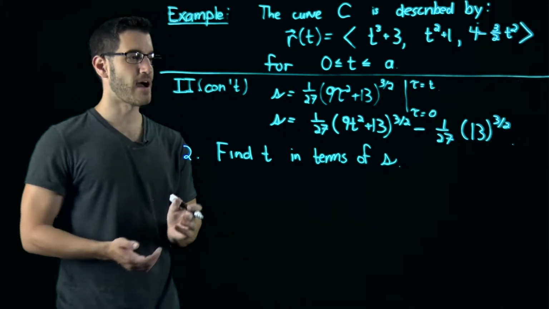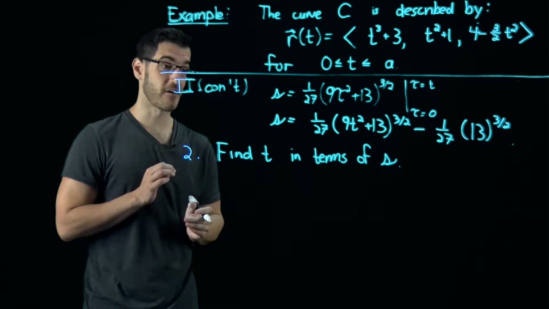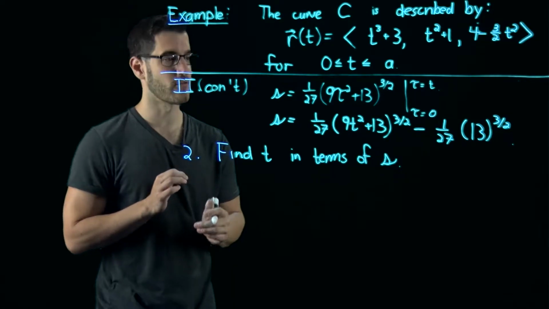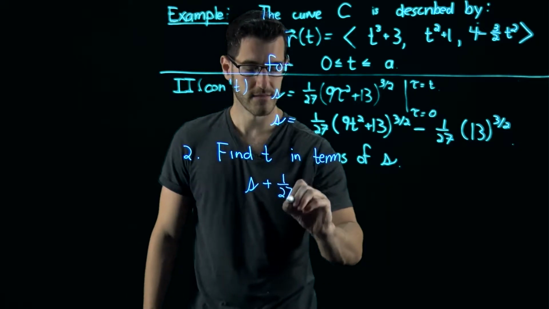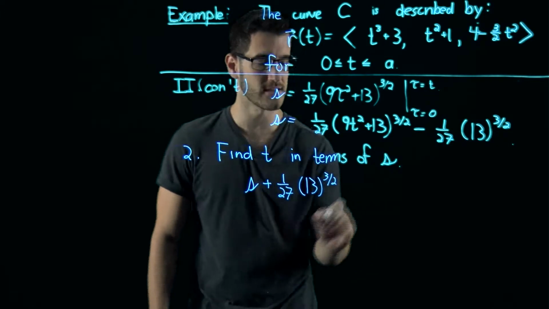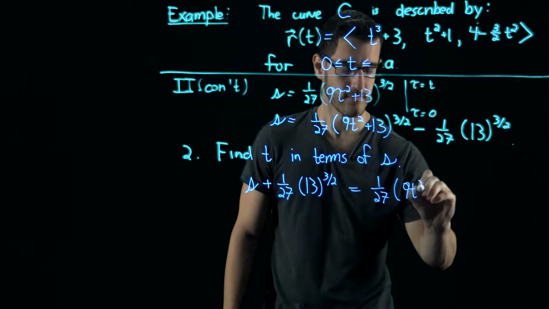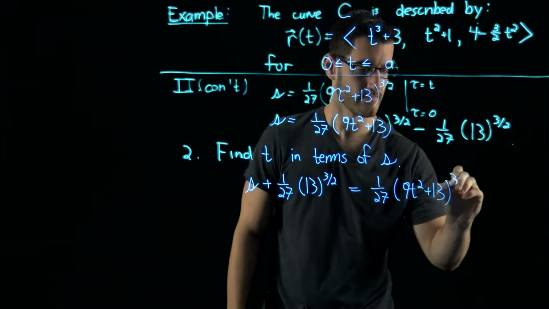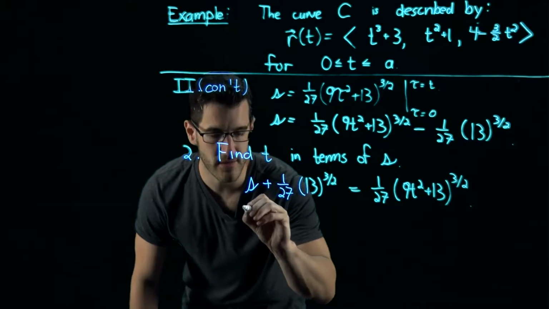And we do that by solving this above equation for t. Now that in itself is not going to be the most pleasant thing in the world, but let's start by just adding this 1 over 27 times 13 to the 3/2 to both sides. We can now multiply both sides by 27.